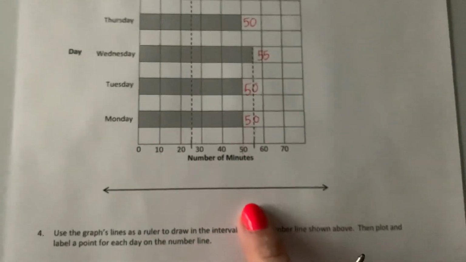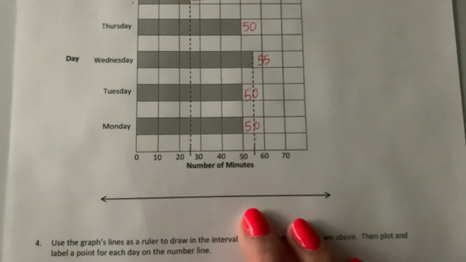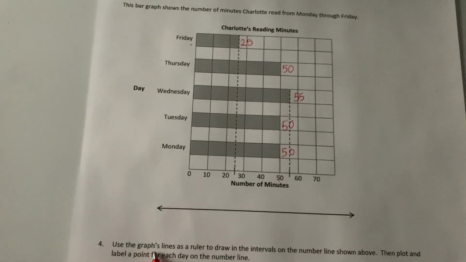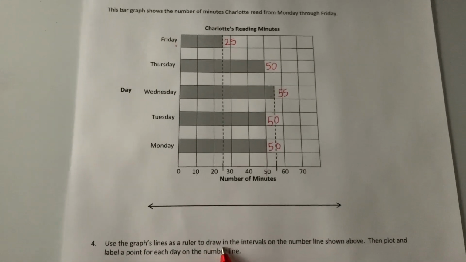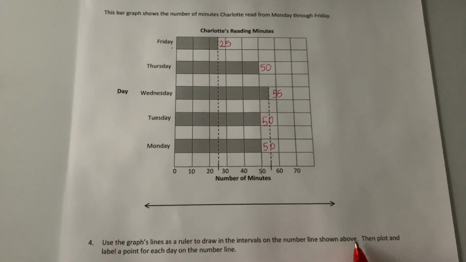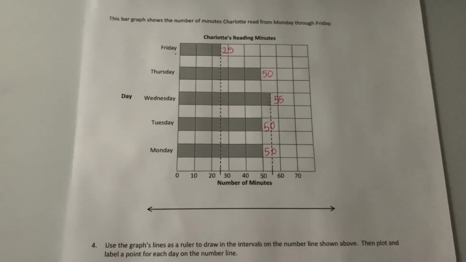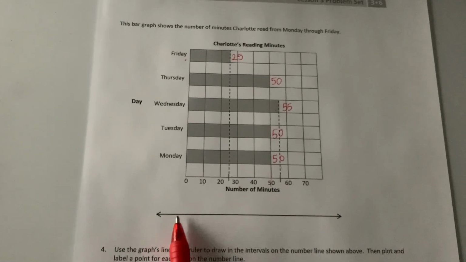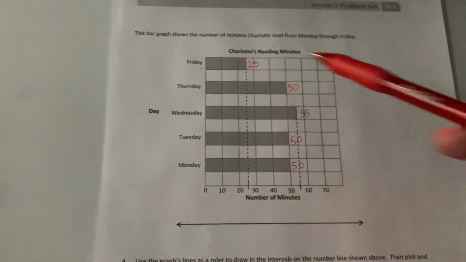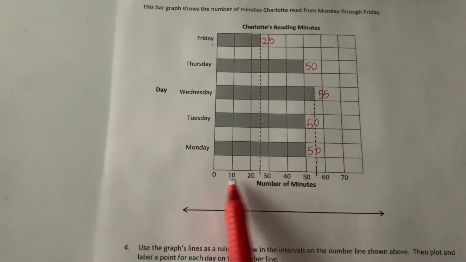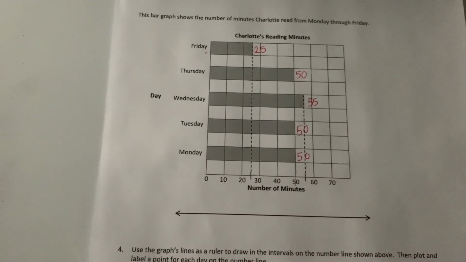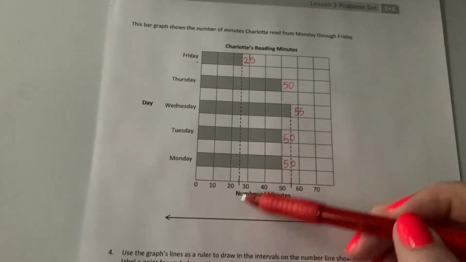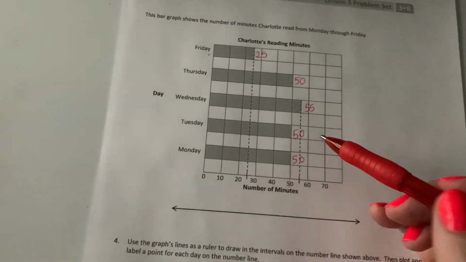Okay, so now we're going to put this on a number line, okay? So it says use the graph's lines as a ruler to show the intervals on the number line shown above. Then plot and label a point for each day. So we're going to make our number line have our same intervals as our bar graph. So our intervals are 10, okay? I don't know why it says to use the graph's lines as a ruler. Am I supposed to? I guess that would make sense.